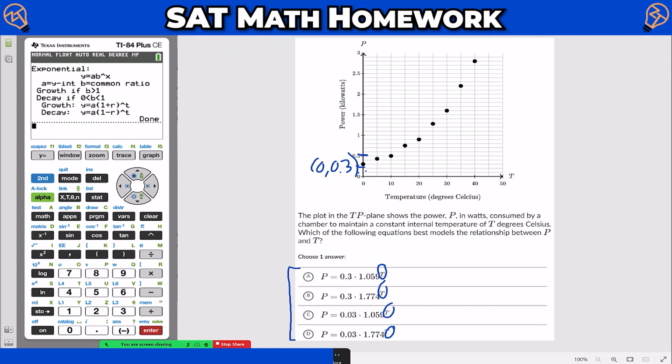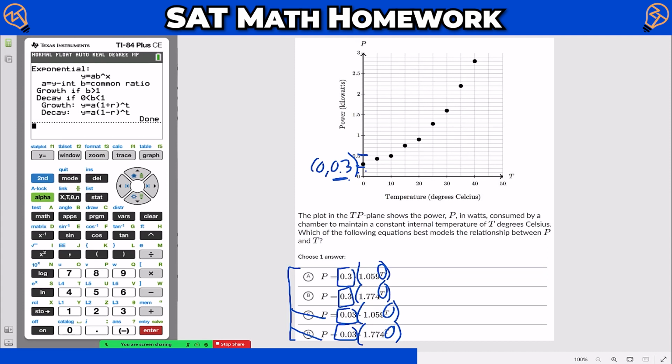Well, since anything to the 0 is 1, each of these quantities is going to give you 1. 1 times 0.3 gives you 0.3, whereas 1 times 0.03 gives you 0.03. Well, we want 0.3. So we could eliminate options C and D as having the wrong y-intercept.